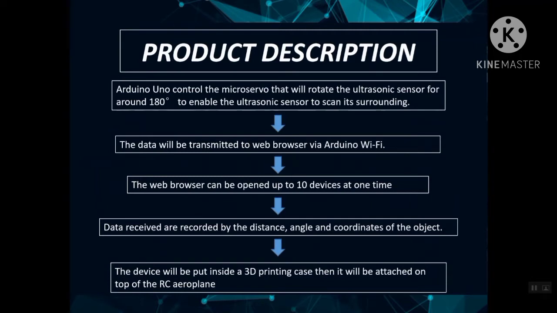Next is product description. Arduino Uno controls the micro servo that will rotate the ultrasonic sensor around 180 degrees to enable the ultrasonic sensor to scan its surroundings. Next, the data will be transmitted to a web browser via Arduino Wi-Fi. The web browser can be opened on up to 10 devices at one time. Data received are recorded by the distance, angle, and coordinate of the object. And the last one, the device will be put inside a 3D printing case, then attached on top of the RC aeroplane.